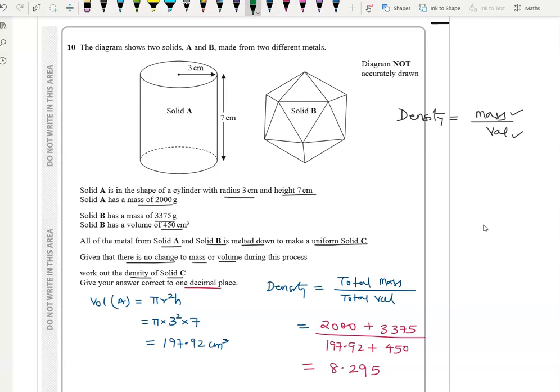Now the question says round your answer to one decimal place. So it means after the point we need only one digit. So the next digit is 5, so add 1. So your final answer, density of solid C, will be 8.3 grams per cubic centimeter.